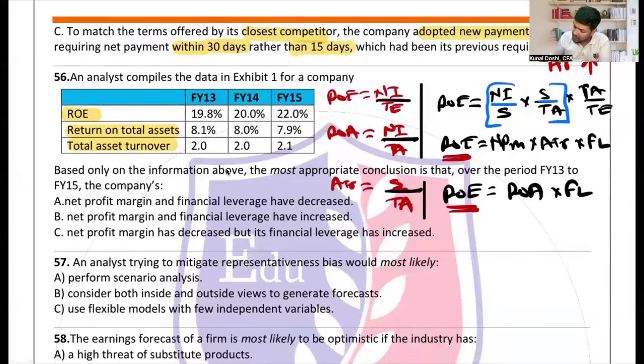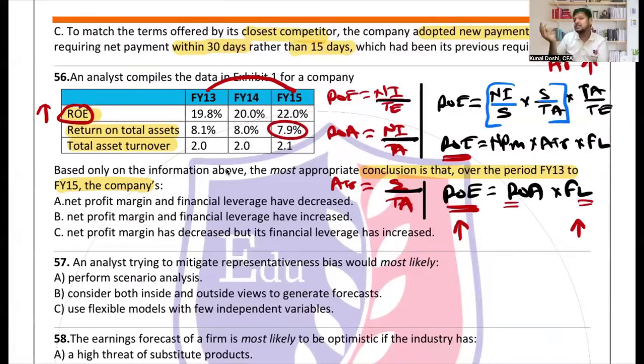Now they are asking me, based on the information, the most appropriate conclusion is that over the period, what has happened from FY 13 to 15. Now check it. What has happened to your ROE? Your ROE has gone up. What can be the reason? Either your ROA is going up or financial leverage is going up. Correct? But if you see, your ROA is going down. So definitely, what is the reason that your ROE is going up? It has to be due to financial leverage, isn't it?